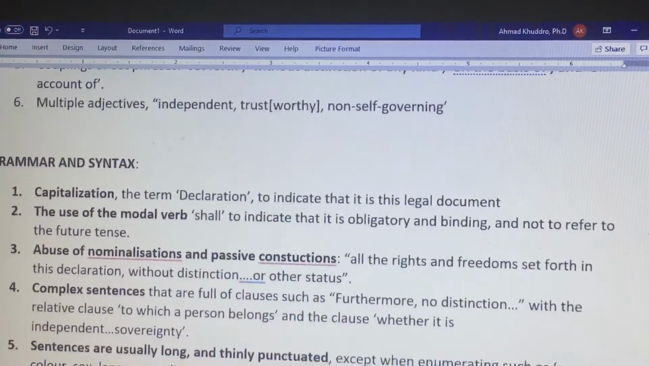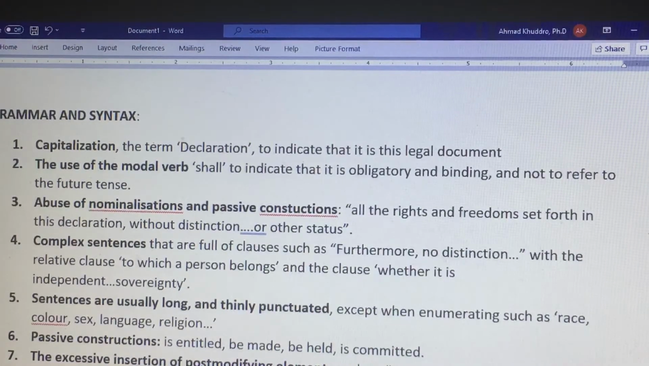Then we look at not only the lexical features of that text that we have just come across and I've explained to you, but there are other features which are related to grammar or syntax. For example, we noticed that there is capitalization in the term Declaration, and that is to indicate that it is a legal document, that the Declaration is an actual document, and that's why it's a capital D. And then we have noticed also the use of the modal verb shall, being used more than once to indicate that it is obligatory and binding and not to refer to the future tense.